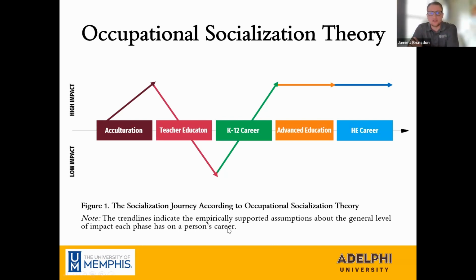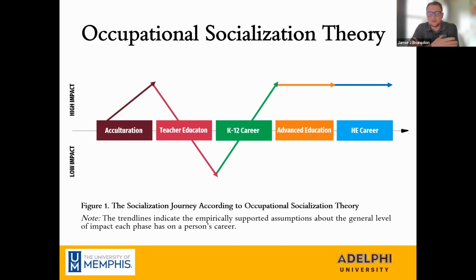You'll also see on the figure there that I used a general trend line, and that is to show the general empirically supported assumptions about the level of impact that one's socialization or phase of socialization has on their views towards the profession. So the acculturation phase, which occurs from birth until they enter their formal teacher education programs, is perceived to be a very strong period in one's life and has a lot of influence on one's views towards the profession. The teacher education phase, code for professional socialization, is actually argued to be among the weakest phases of socialization.